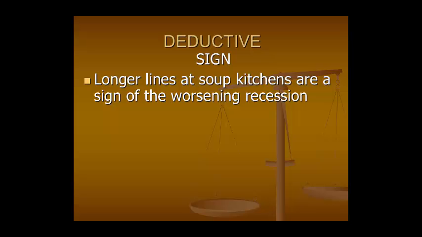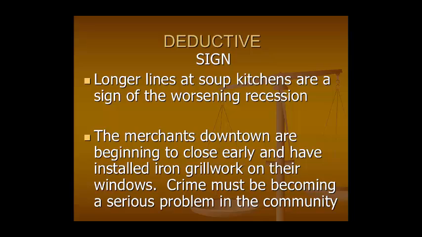Here's another example. Longer lines at soup kitchens are a sign of the worsening recession. The merchants downtown are beginning to close early and have installed iron grillwork on their windows. Crime must be becoming a serious problem in the community. So we're looking at signs in order to create an argument.